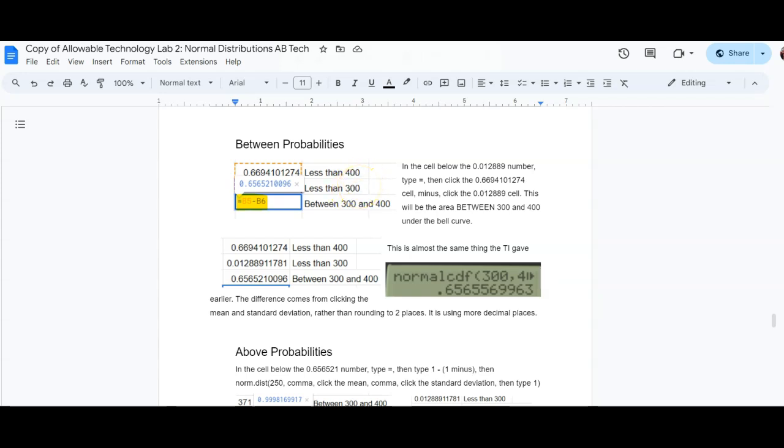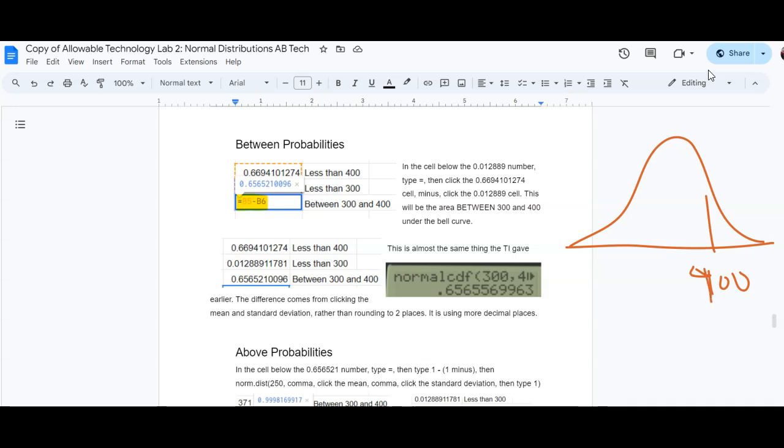The idea here is if I have a bell curve and over here is 400 and area is probability here. So this is all the area to the left of 400. And then let's do 300 down here in a different color. So this is 300. And I do all the area to the left of 300. Well, if I subtract the area that's to the left of 400 minus the area to the left of 300, what I'm left with is the area between 300 and 400.